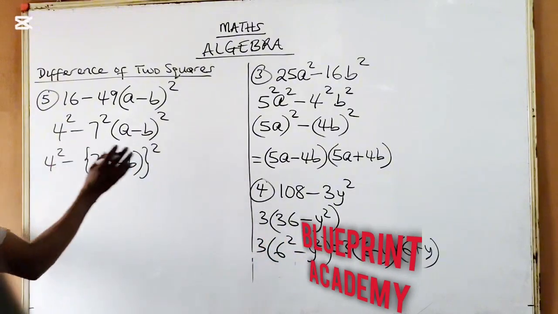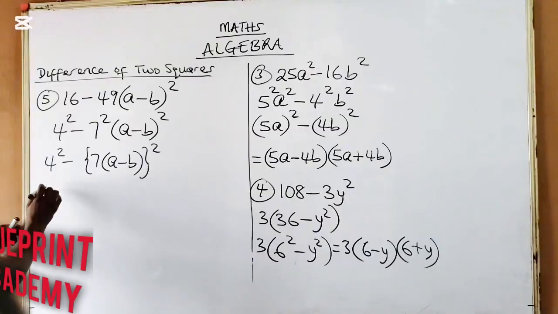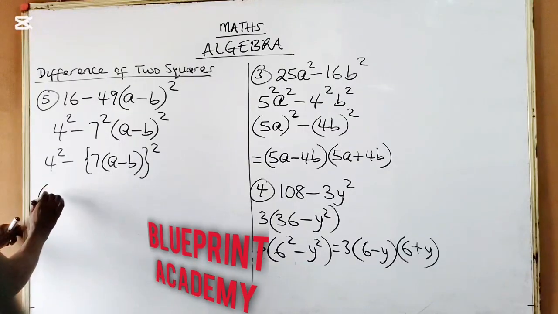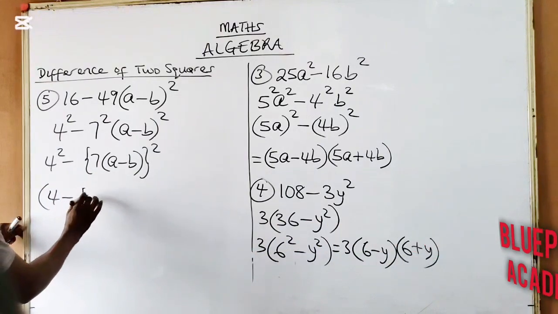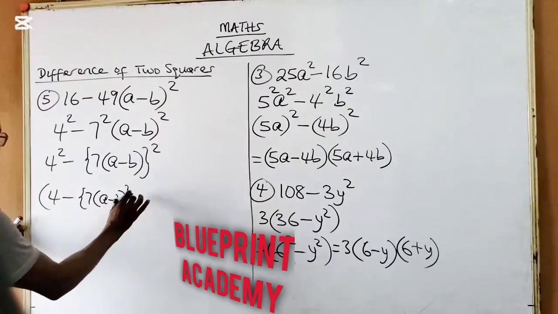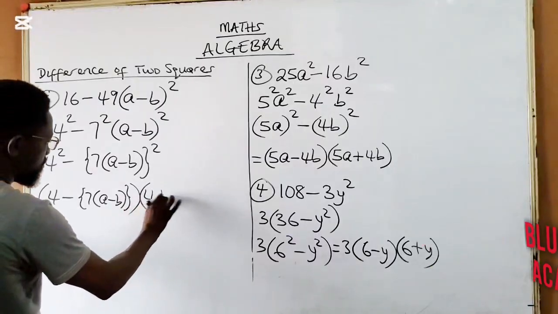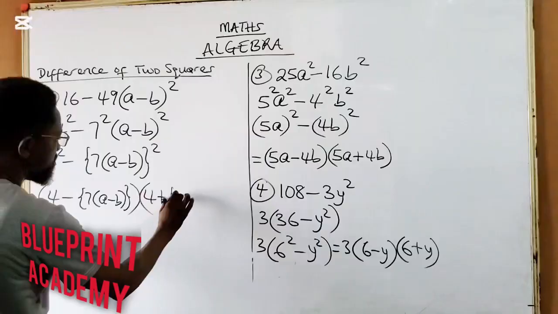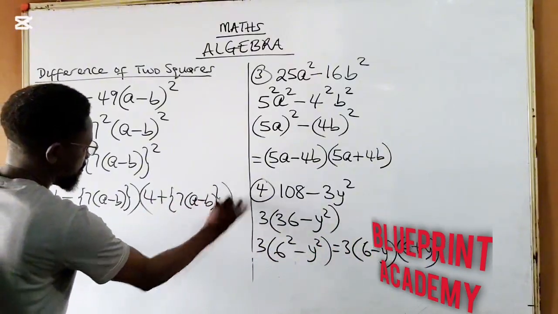So now from here, apply the difference of two squares formula. This is 4 to the power 2. So open the first bracket, we take the 4 minus, then this one now. We have 7 brackets, a minus b. In the next bracket, we have 4 plus, then we have 7 brackets, a minus b.